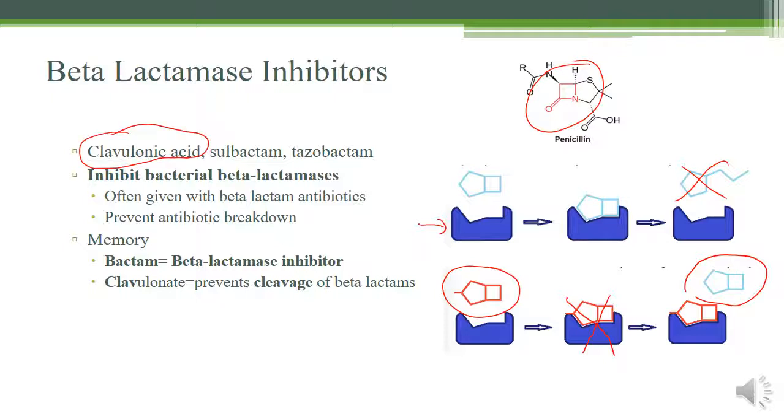Now, the beta-lactamase inhibitors that you need to know are going to be clavulanic acid, which was one of the first ones, or anything really that ends with bactam. So bactam means beta-lactamase inhibitor. And I've already explained to you the mechanism right over here. The way I like to remember it is bactam just kind of sounds like beta-lactamase inhibitor, like you just crushed it all together. And clavulanate kind of sounds like cleaving, and it just prevents the cleavage of the beta-lactams.